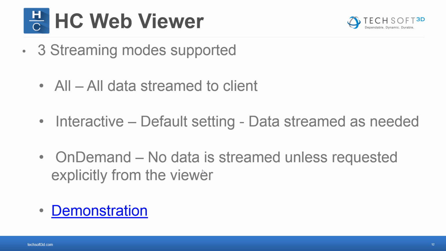Okay, so let's talk a little bit more about how the viewer receives the data from the server. There are 3 different ways to stream the data. The one we've been talking about, and the default way, is interactive. If you think back to that video, you saw things pop in as time went on. The interactive mode comprises 2 separate schemes of sending the data.